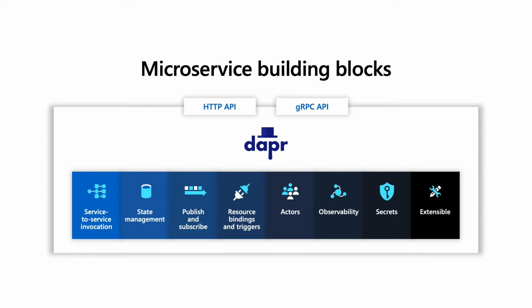And the way that we communicate with these different building blocks is by using HTTP or gRPC. So that makes it really easy so that most programming languages should be able to just communicate with Dapr using one of these two endpoints.